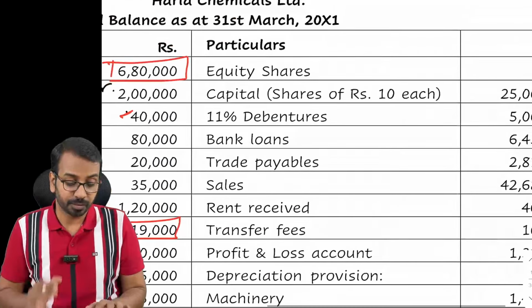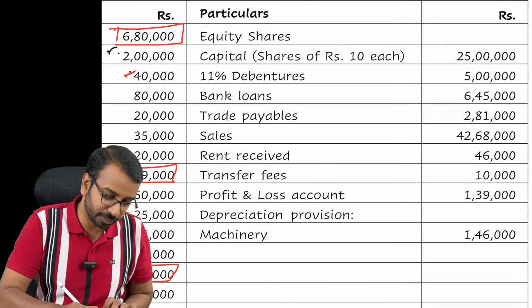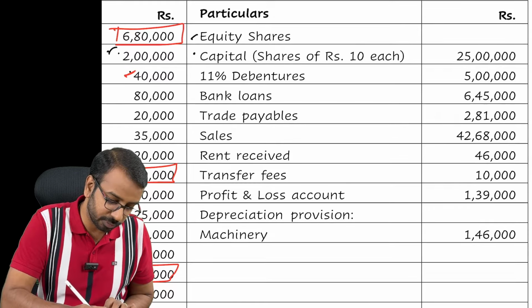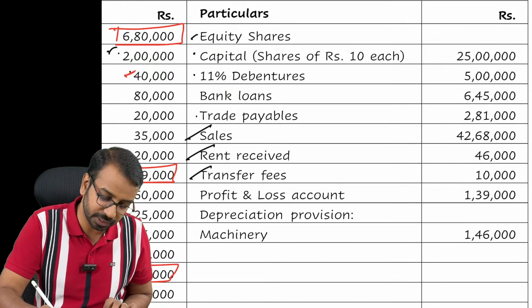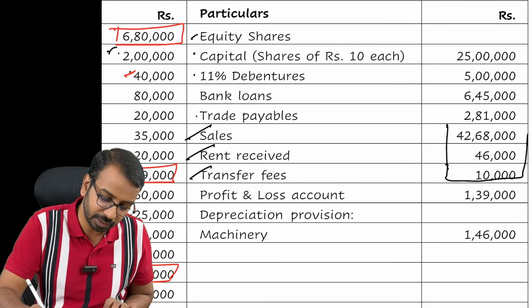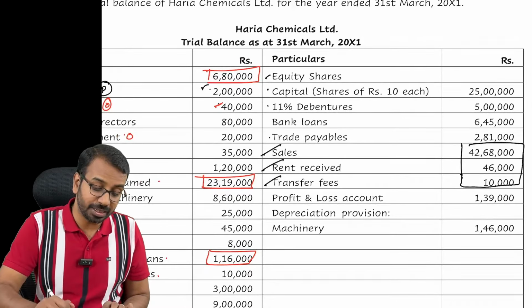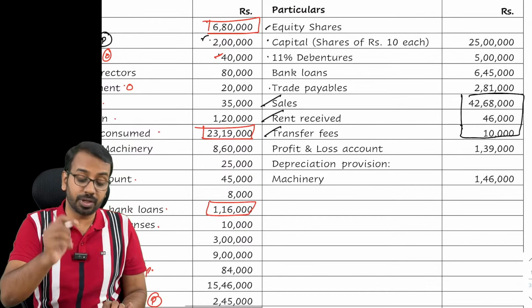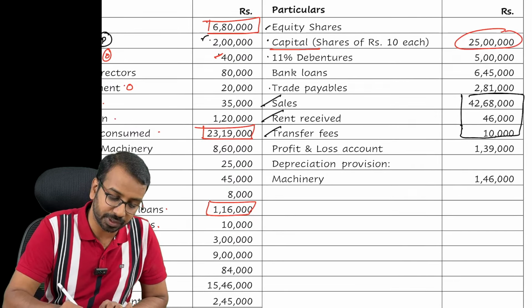Then coming to income items, this is not income, not income, not income, not income. Sales is an income, rent received is an income, transfer fees is an income. So we can plot these items as income items. Okay. In the balance sheet, what all items will come? On the equity and liability side, have a look. Share capital, this will go to share capital.